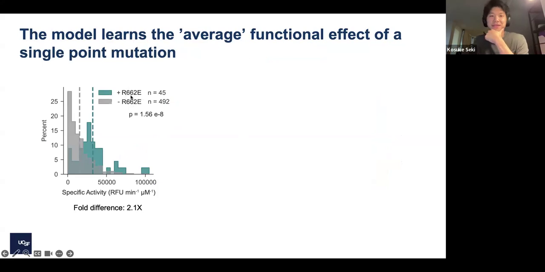So for example, in sequences that have this R6662E mutation, we find that this is a positive coefficient mutation. You can see that in sequences that have this, the median activity of those sequences is double that of the sequences without it. And so this mutation clearly has a very big impact on the performance, or on the activity, of a kinase.